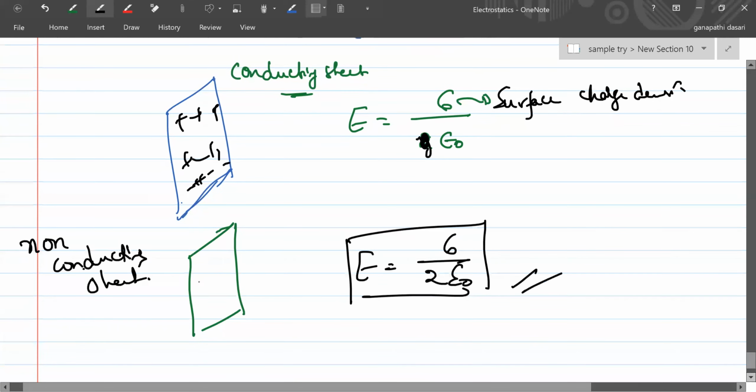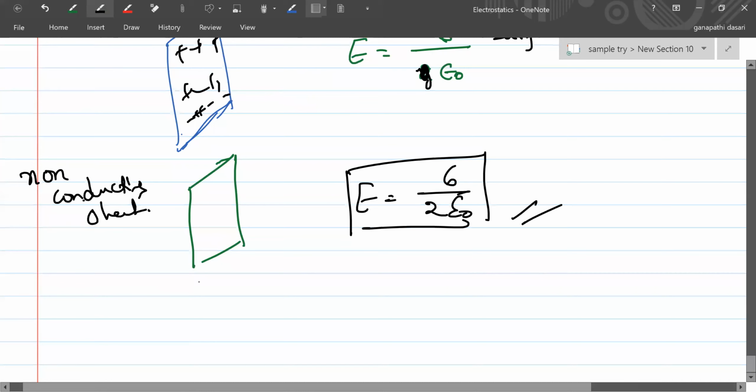Then the energy density formula you can also write. Energy density formula is half epsilon naught E square.